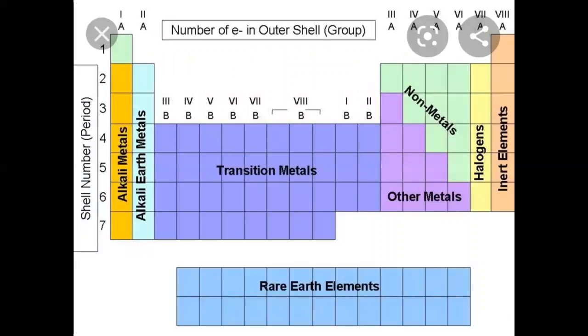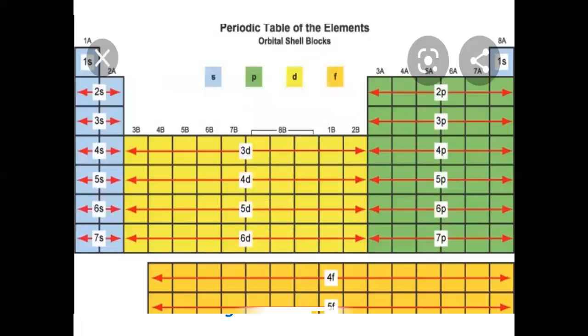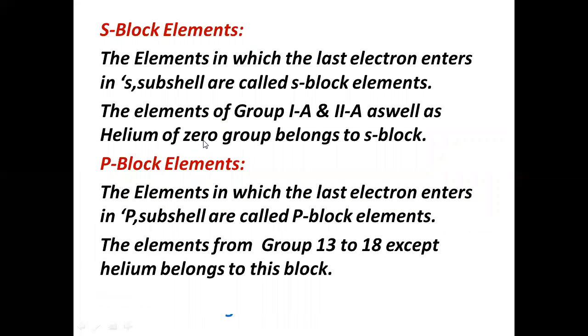Like I told you, in the case of B it is 3B, 4B, 5B, 6B, 7B, 8B, and 1B and 2B. But if you consider the other table, these are from 3 to 12. From 3 to 12 are the group numbers for d blocks. You can see 3B, 4B, 5, 6, 7, 8, 9, and 1 and 2, or 3, 4, 5, 6, 7, 8, 9, 10, 11, 12. So we can consider either periodic table.